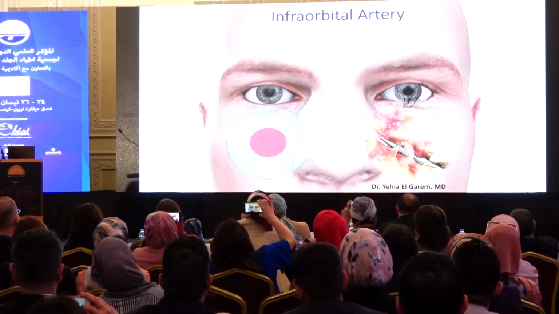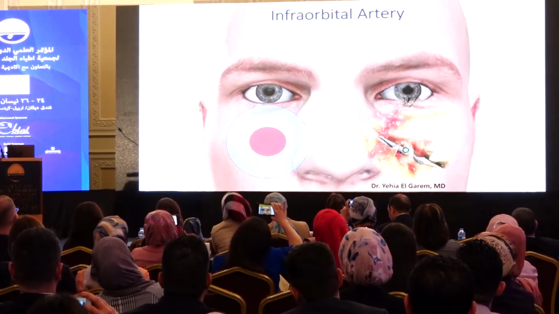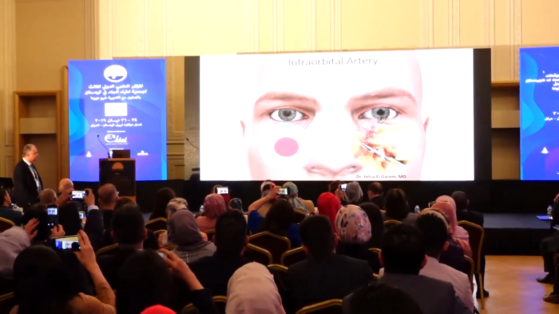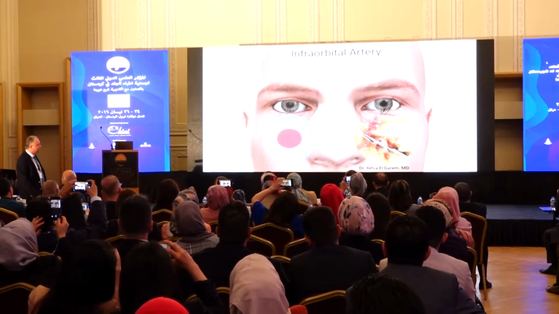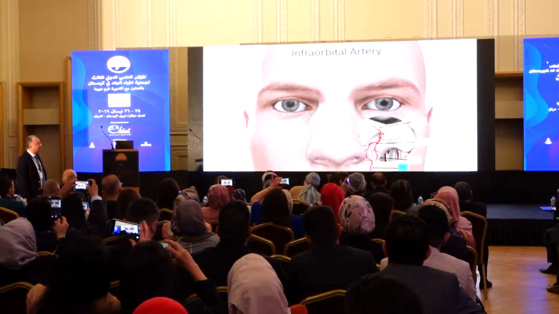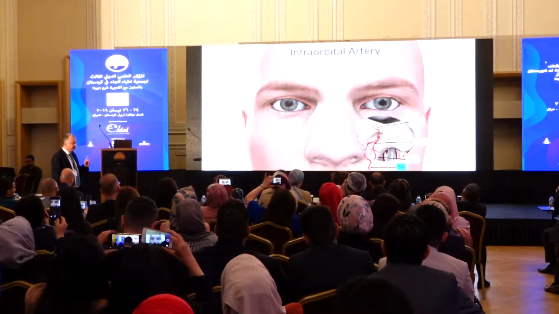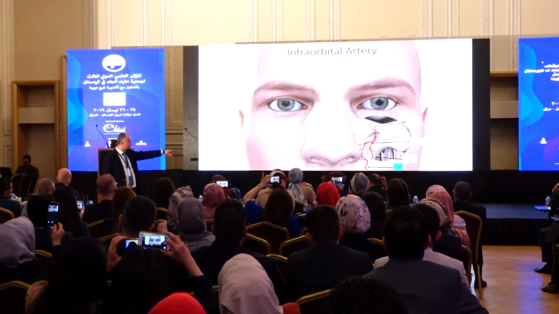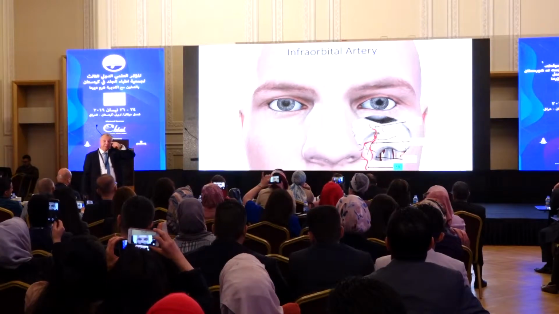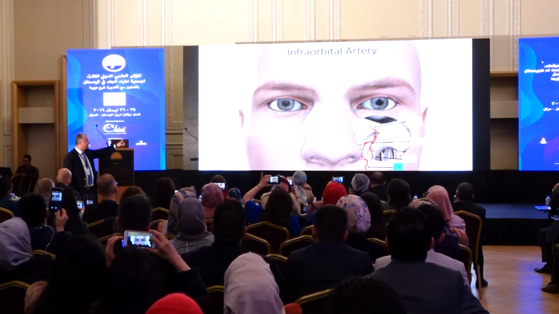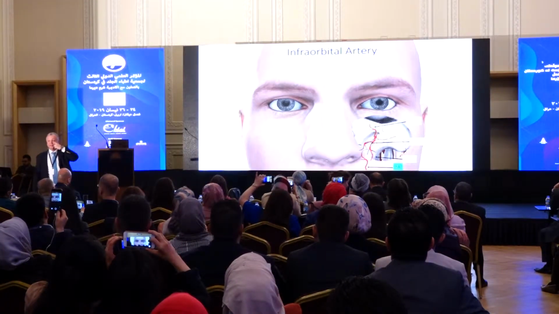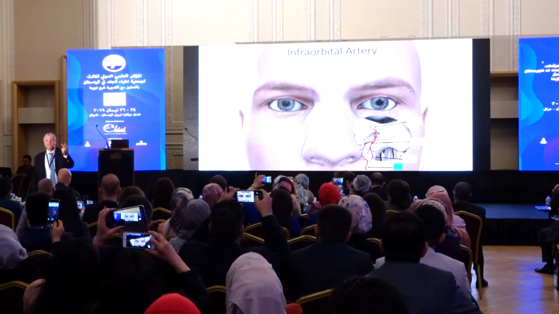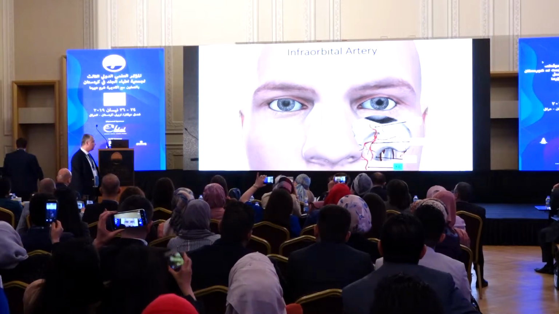This is another picture showing we have here the infraorbital artery, vessels, and nerve just coming out from the infraorbital area. So now, it is very important to know that the infraorbital artery is not a single branch like that. You have 3 branches. We have a palpebral branch, we have a nasal branch, and we have a labial branch. These are the 3 main branches of the infraorbital artery.